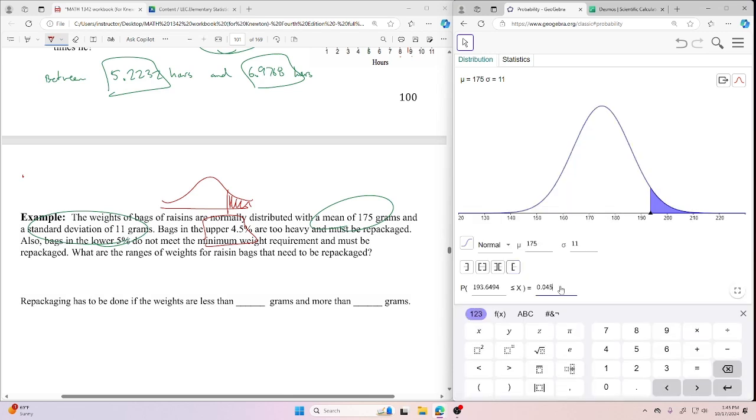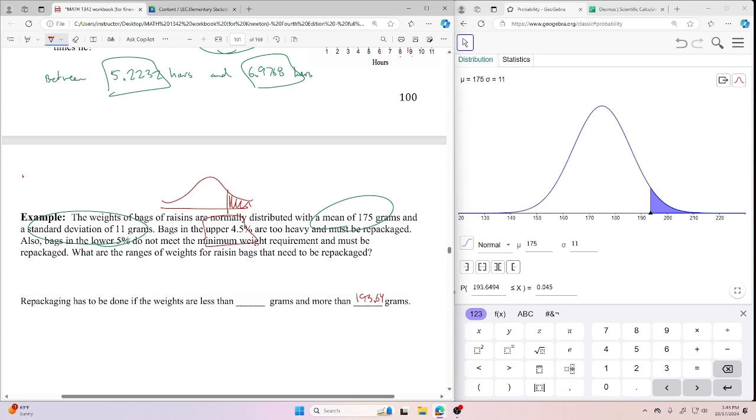There we go. So does that look like my picture? And I want to keep drawing the picture every time. I want to make sure, does it look right? Is this what I'm thinking it's going to be? And I got a number. So more than, I guess that's the more than. There we go. That many grams.